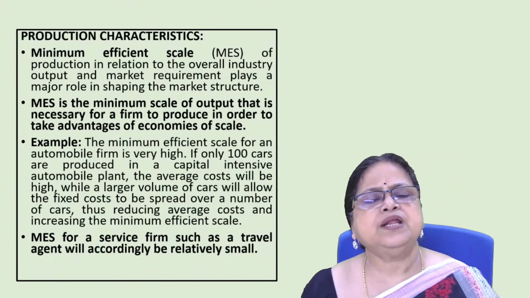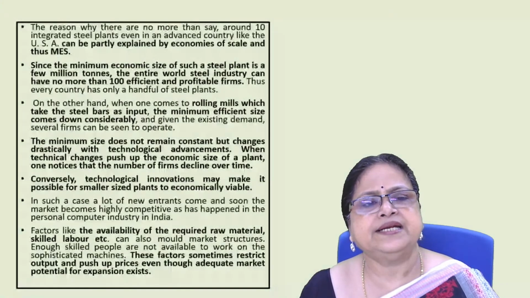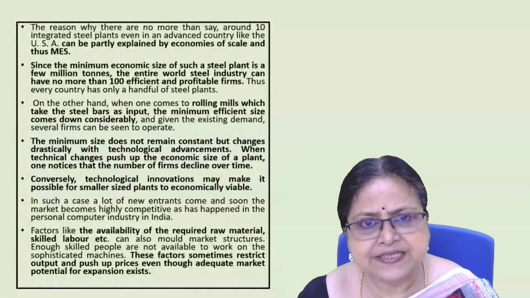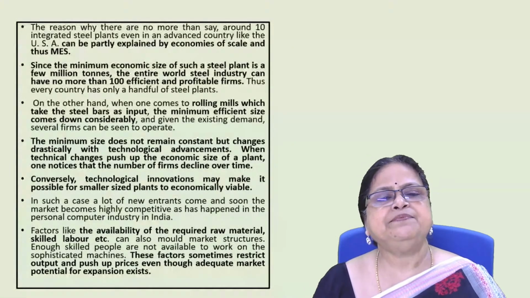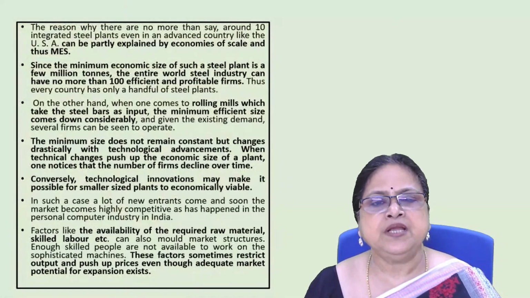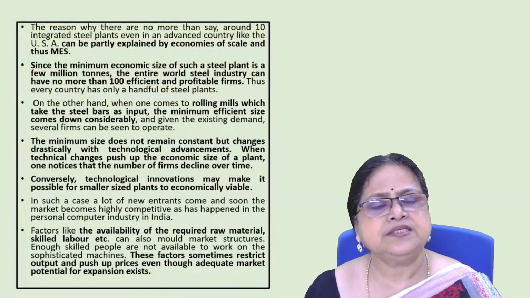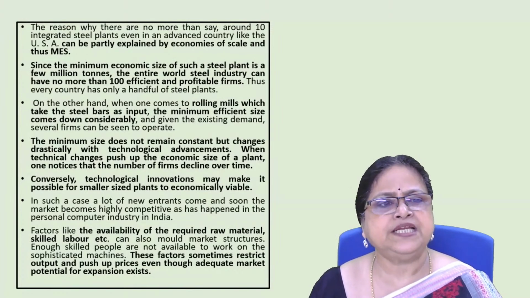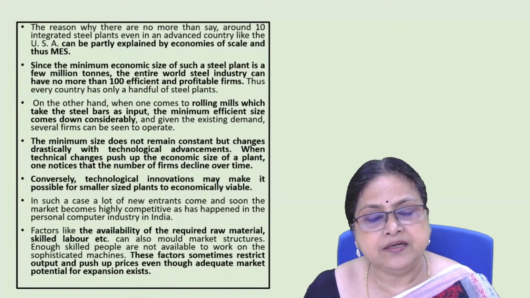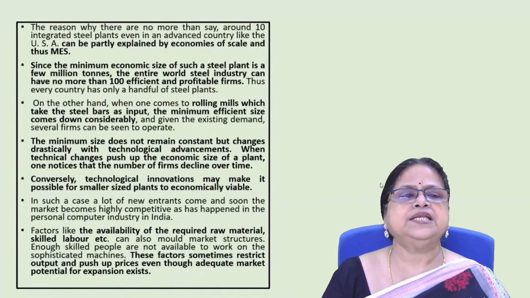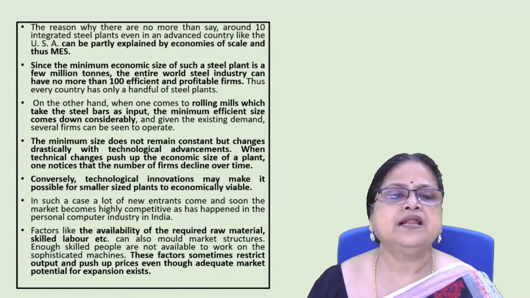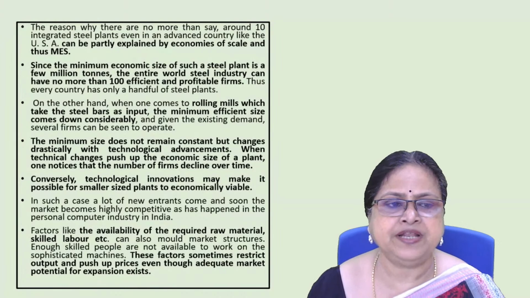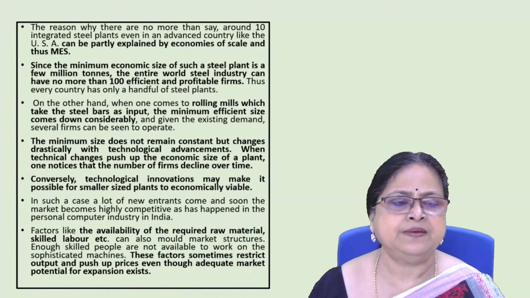The reason why there are no more than, say, around 10 integrated steel plants even in an advanced country like the US can be partly explained by economies of scale and thus MES. Since the minimum economic size of such a steel plant is a few million tons, the entire world steel industry can have no more than 100 efficient and profitable firms. Thus, every country has only a handful of steel plants.